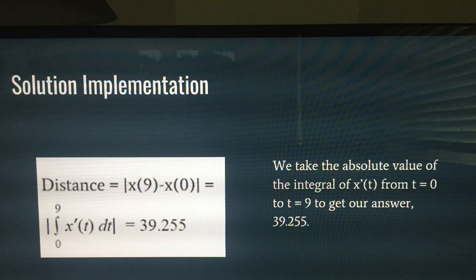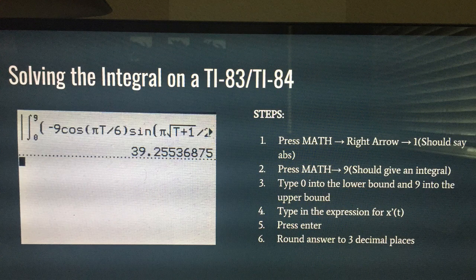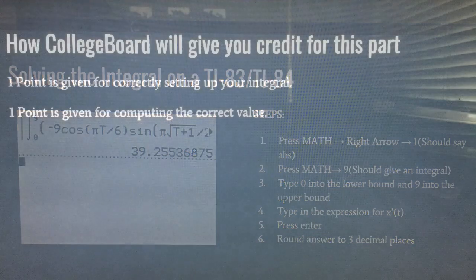So basically, we take the absolute value of x of 9 minus x of 0, which is the total displacement, and we take the absolute value because we're finding the total change, we're not finding the direction. And we know that is equal to the absolute value of the integral from 0 to 9 of x prime of t dt, which once we plug it into our calculators, we get 39.255. And once again, remember you need 3 significant figures.